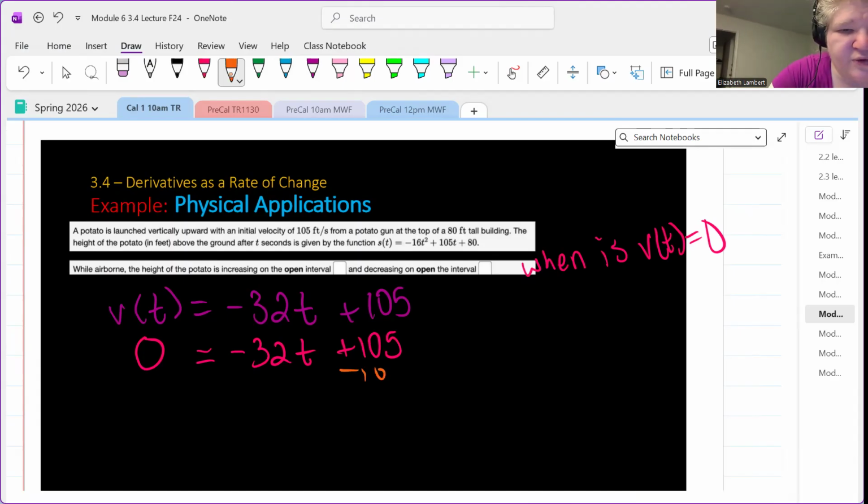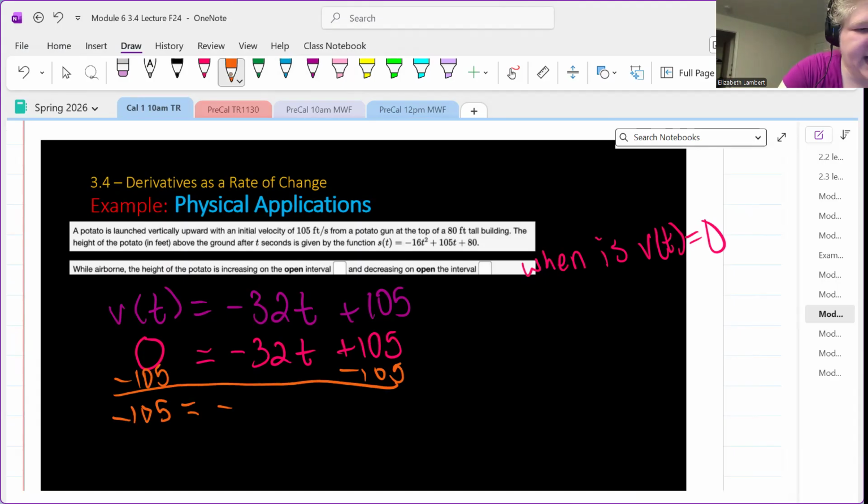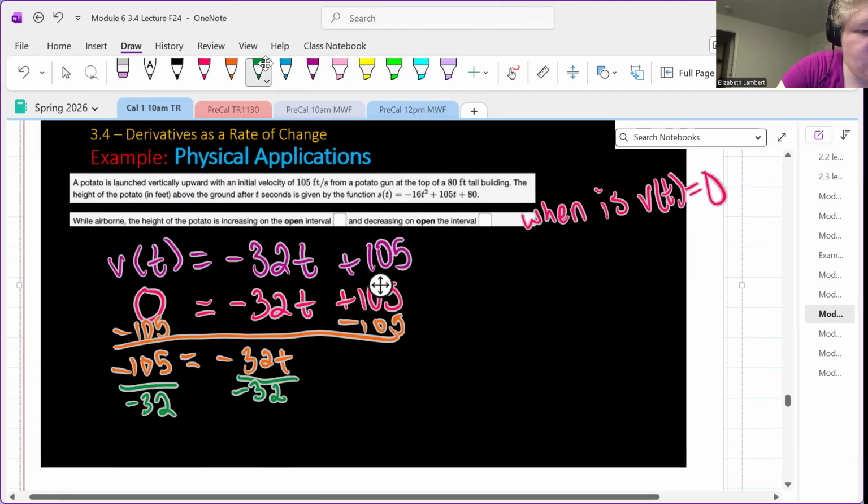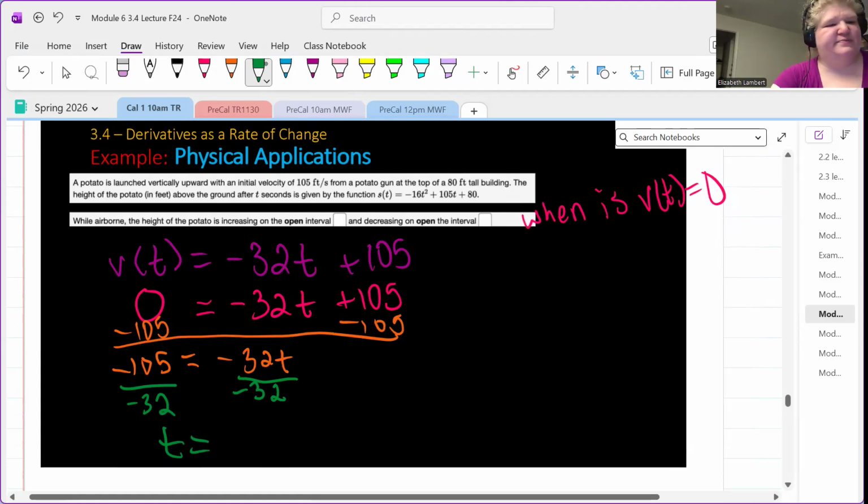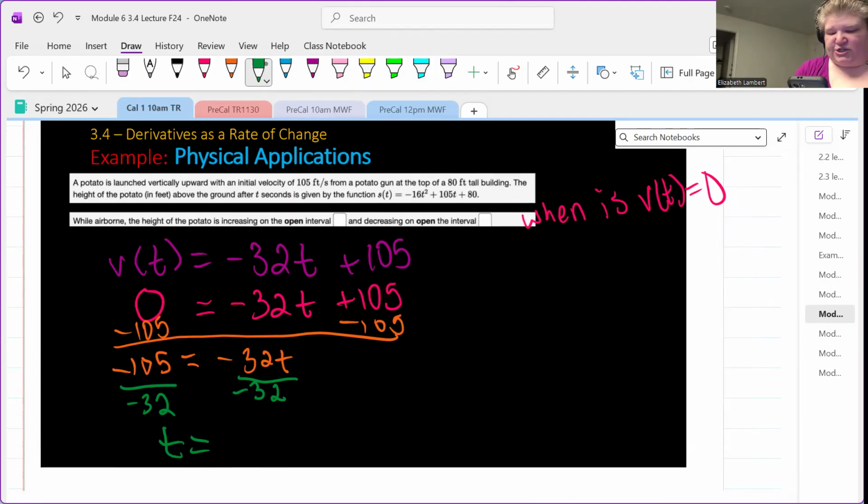So I'm going to subtract my 105. So I have negative 105 equals negative 32t. And if you were a little worried about those negative signs, now you'll see, aha, they are going to cancel out. And then we just got to calculate what 105 divided by 32 is. And I don't think it's pretty. I think it's actually kind of ugly. Yeah, it is 3.28125. That is seconds.